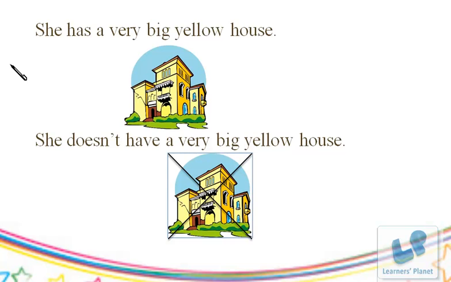Here is the next example, children. She has a very big yellow house. This means this very big yellow house belongs to her. This is the positive sentence. Now the negative sentence will be, she doesn't have a very big yellow house. This means this very big yellow house does not belong to her. Okay, children?